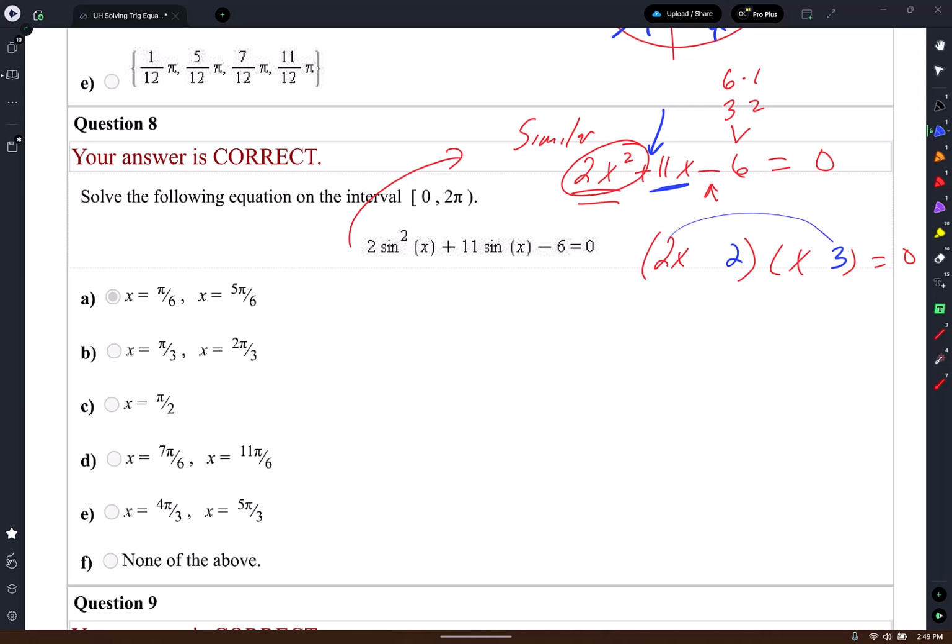2x times 3, that's 6x. 2 times x, that's 2x. Is the difference between 6x and 2x 11x? No. So it obviously has to be the 1 and 6. Let me get it wrong one more time. Let me see which one is the right one and wrong.